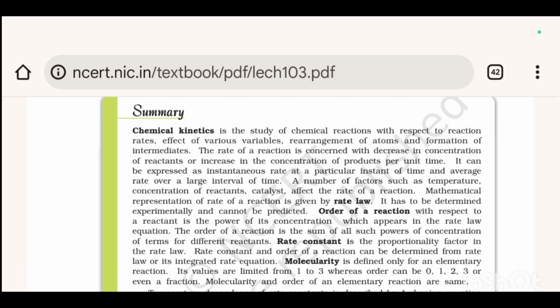A number of factors such as temperature, concentration of reactants, and catalyst affect the rate of reaction. Mathematical representation of the rate of reaction is given by the rate law. It has to be determined experimentally and cannot be predicted. Order of reaction with respect to a reactant is the power of its concentration which appears in the rate law equation. The order of reaction is the sum of all such powers of concentration for different reactants. Rate constant is the proportionality factor in the rate law. Rate constant and order of reaction can be determined from the rate law or its integrated rate equation.